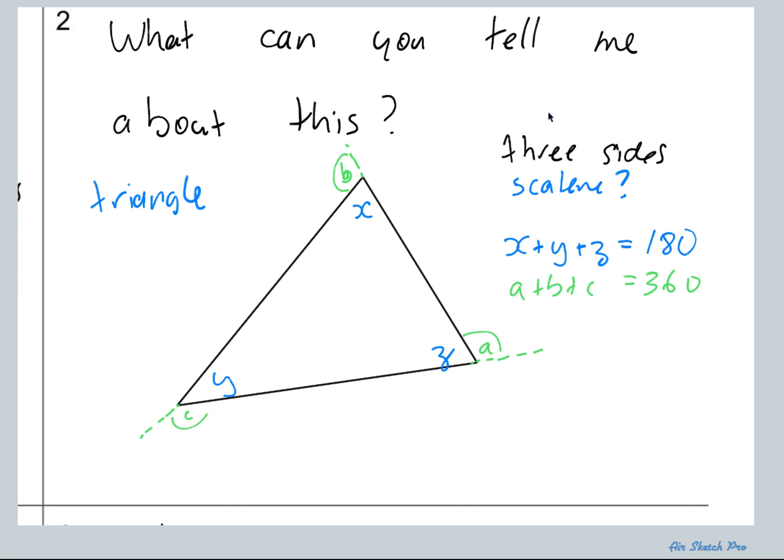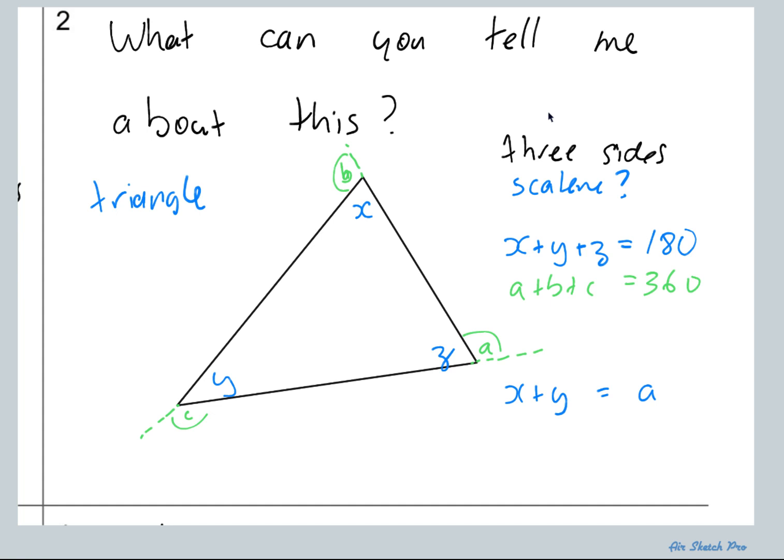Nearly. Who can fix what Ansel just said? Ansel said that Y equals A. That's not quite right. There is X plus Y equals A. That's true. That's called the exterior angle sum. Anything else?